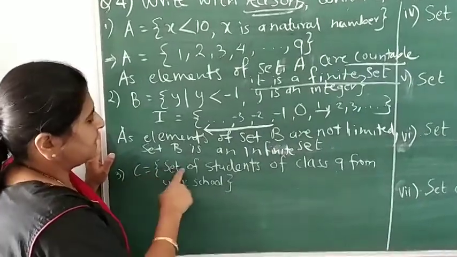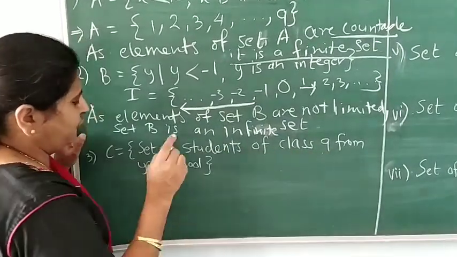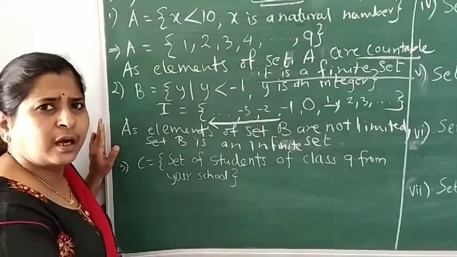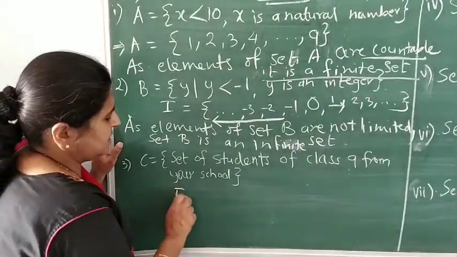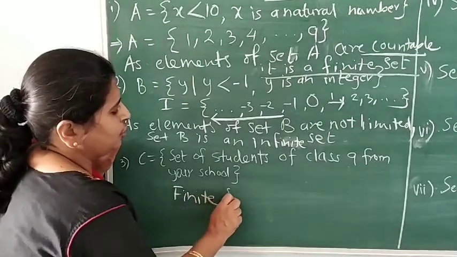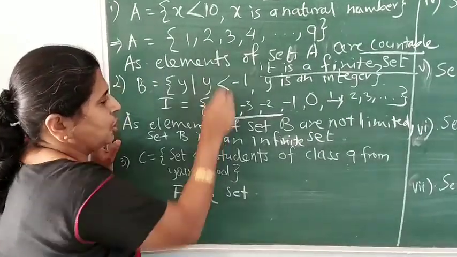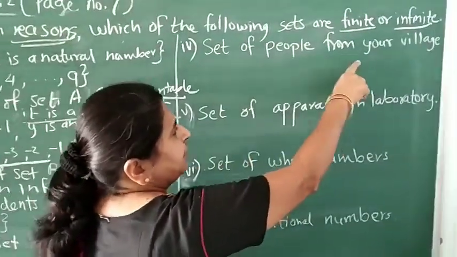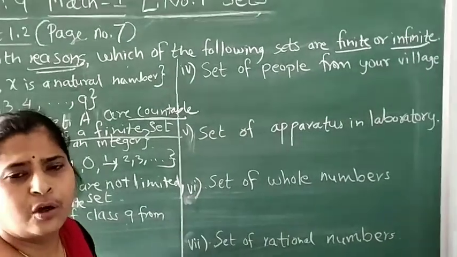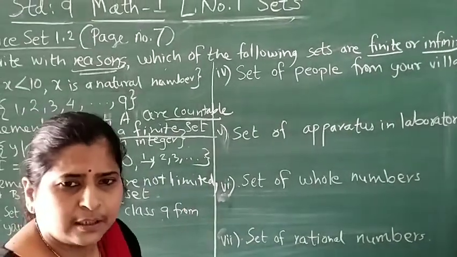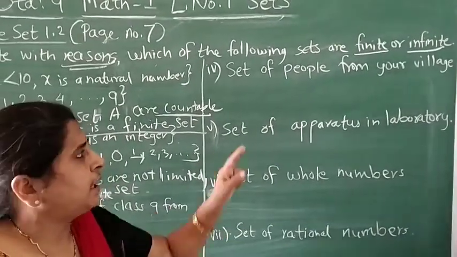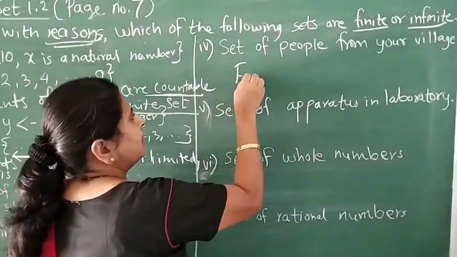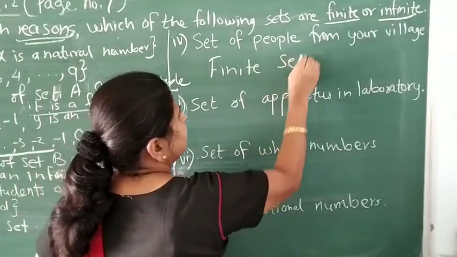Now question number 3 is the set of students of class 9 from your school. Whatever may be the number of students, you can count them, they are limited. Hence this is finite. You will write the reason like this for finite and infinite. Let's come to question number 4: the set of people from your village or town. Yes, the number is going to be bigger than the students in your class, but still they are countable and limited. That's why this is also a finite set.